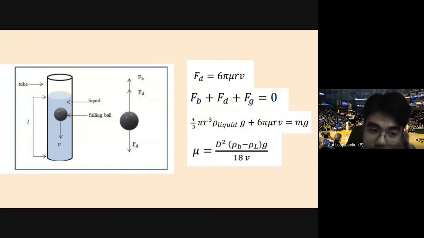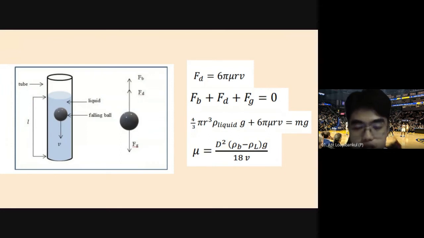This is our slide, and this is a free body diagram of the ball when it is falling down the cylinder tube. Fd equals 6 pi mu r v. This is the Stokes law that Non mentioned in the first part. So Stokes law describes the drag force. As you can see on the ball, the forces applied to the ball going up are two forces, the buoyant force and the drag force. And the force applied to the ball going down is one force, the gravitational force.